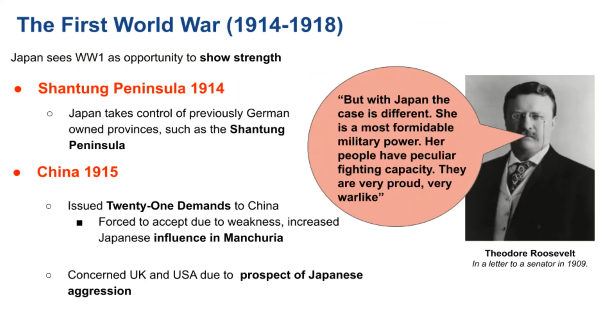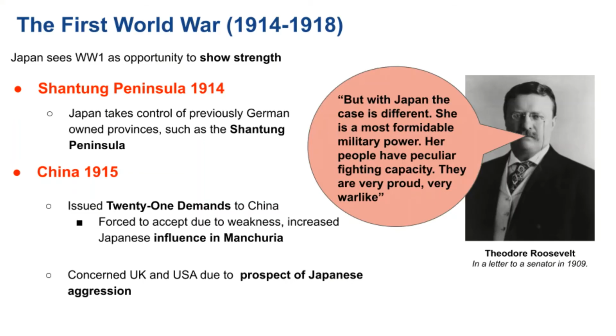So by now the First World War has rolled around, and Japan is able to see this as a great opportunity to show its newly acquired strength. For example, the case of the Shantung Peninsula in 1914. Here Japan takes control of previously German-owned provinces, such as the Shantung Peninsula.